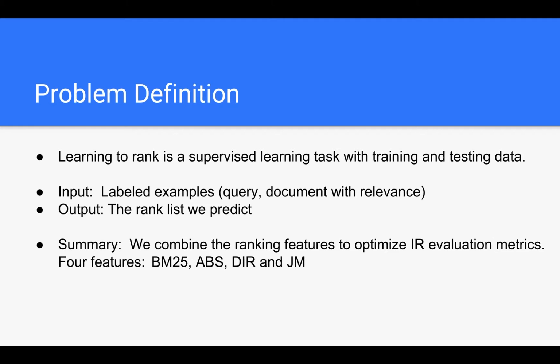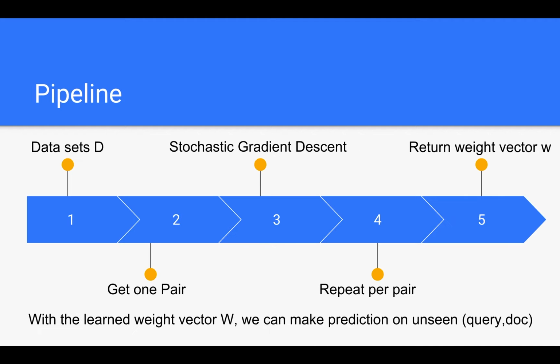So for the problem definition, we think learning to rank is a supervised learning task with training data and testing data. For our input, we need queries, documents with relevance, and also the raw data. Then we can give the output, the rank list we predict. In summary, we want to combine the ranking features to optimize the IR evaluation metric. We wanted to use four features which are supported by MeTA, which are BM25, absolute discount, Dirichlet, and JM.